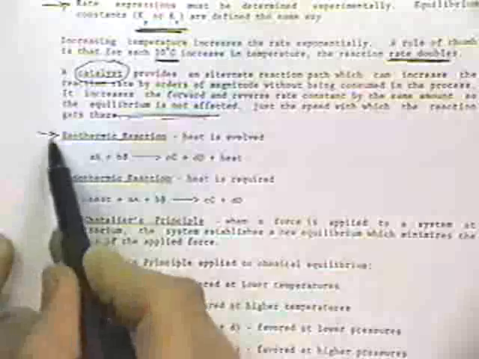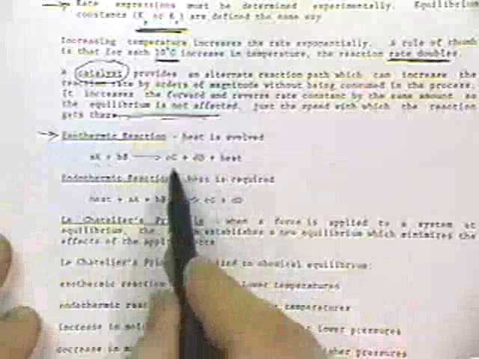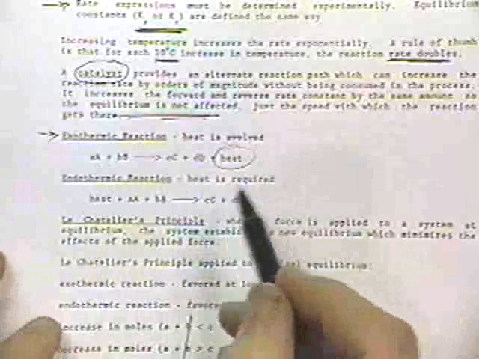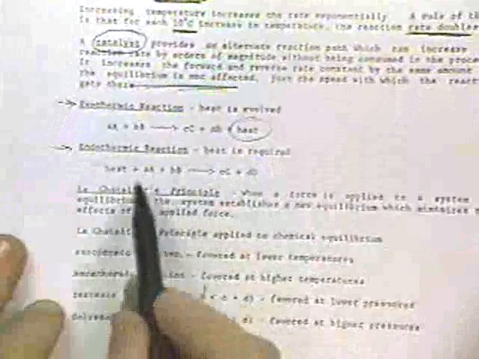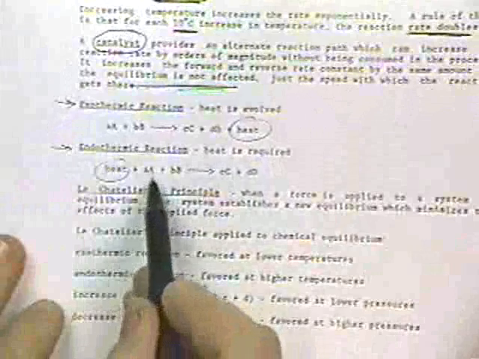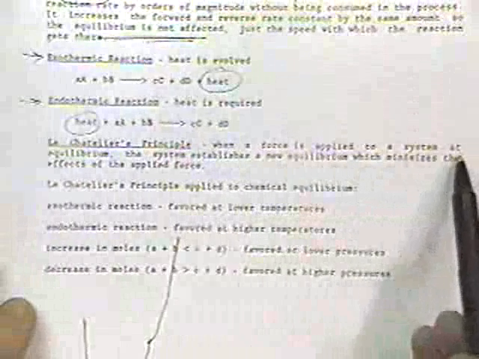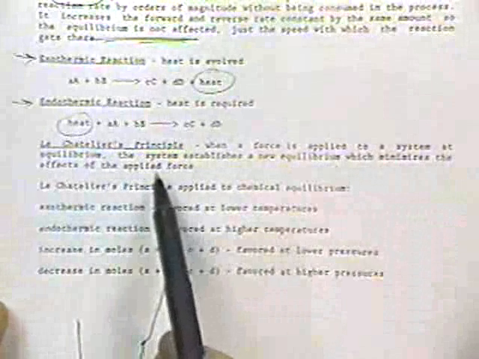Now, if we have an exothermic reaction, as A and B are converted into C and D, we get heat evolved from that, and in an endothermic reaction, it requires heat in order to convert A and B into C and D. Now, a very famous principle connected with not only reactions but other processes is Le Chatelier's principle. It says when a force is applied to a system at equilibrium, the system establishes a new equilibrium that minimizes the effect of the applied force.